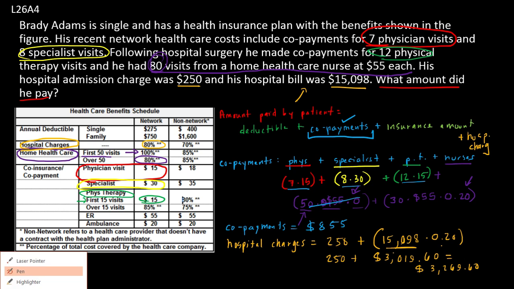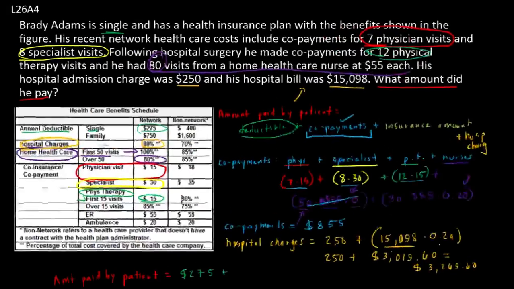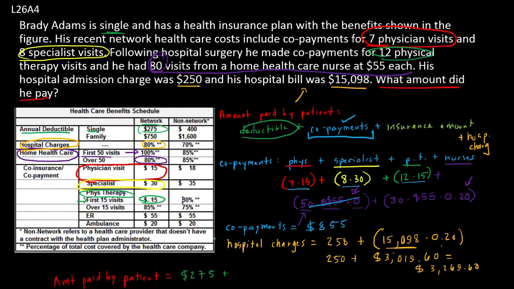Now we're ready to revisit our original equation, which was amount paid by patient. So let's take a look. Amount paid by patient is equal to, let's take a look. Well, what is our deductible? That's the first thing we need here. What is our deductible? If we look at the table, it says the annual deductible for a single person is $275. So we start with $275. Next we add our co-payments, which we already calculated. Our co-payments were $855.